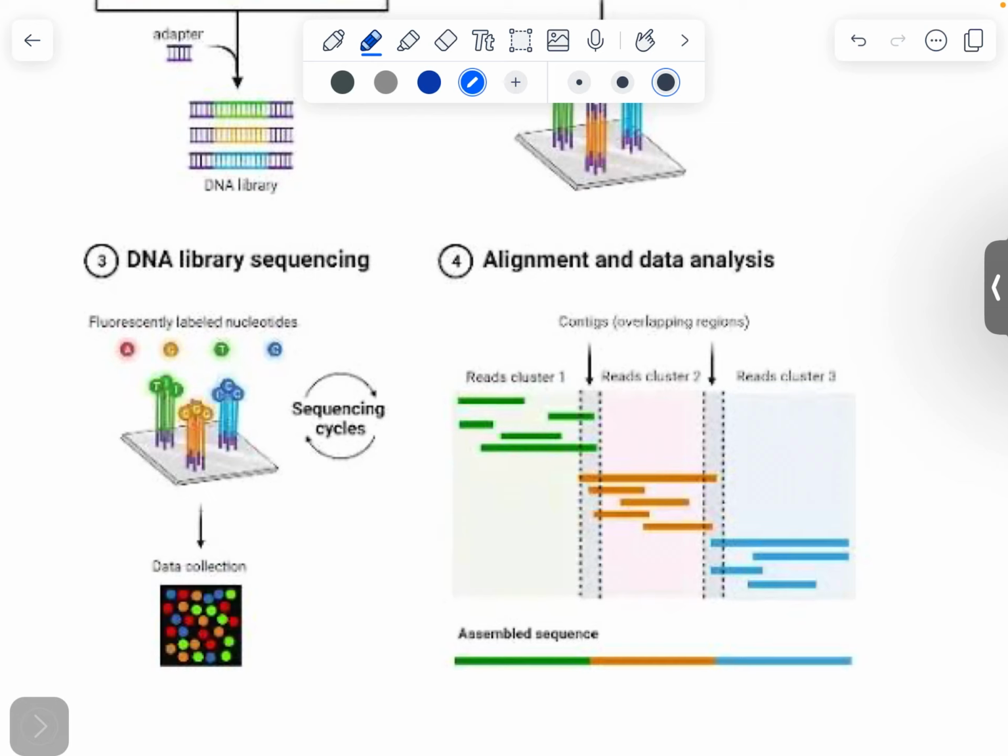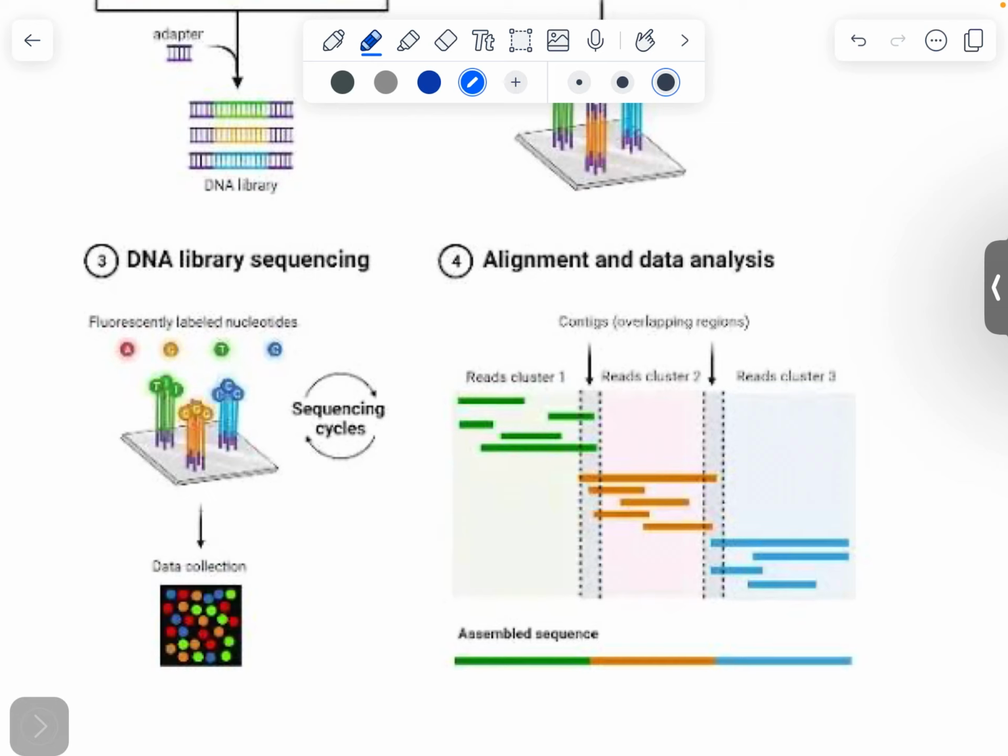The third step is the alignment part. This is also called the data analysis part. So three steps are there. The first one is library preparation, the second one is sequencing the library, and the third one is data analysis. For this data analysis we need to use some computational methods to align these reads with the reference genome.